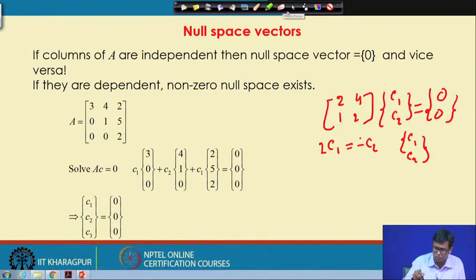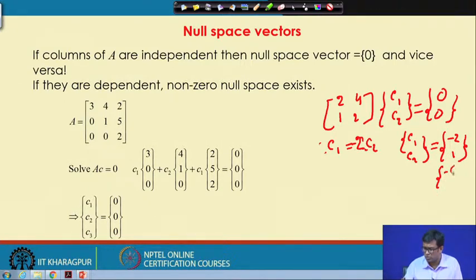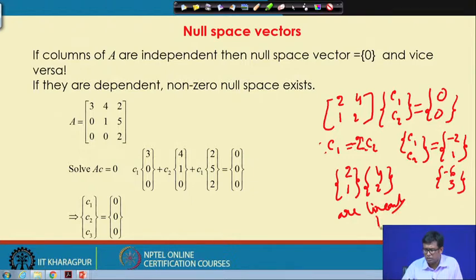So, C1 is equal to minus 2 C2. So, C1, C2 equal to minus 2 and 1 is one answer. C1, C2 equal to minus 6 and 3 is another answer. There are non-zero C1, C2 for which this is satisfied, therefore we can say 2 1 and 4 2 are linearly dependent.